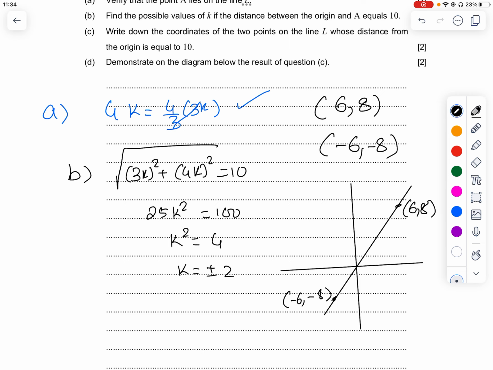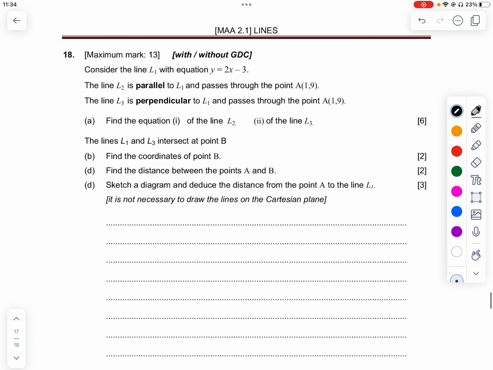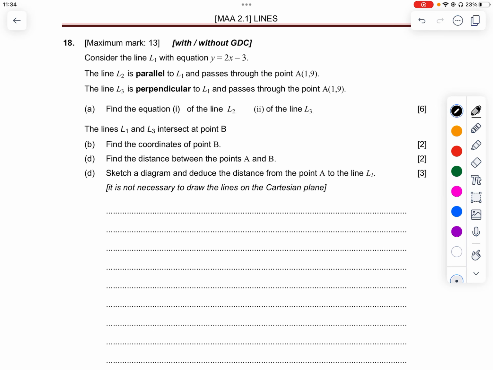Now coming to the next question, question number 18. Consider the line L1 with the equation y equals 2x minus 3. The line L2 is parallel to L1 and passes through 1, 9. L3 is perpendicular to L1 and passes through 1, 9. Find the equation of L2 and the equation of L3.